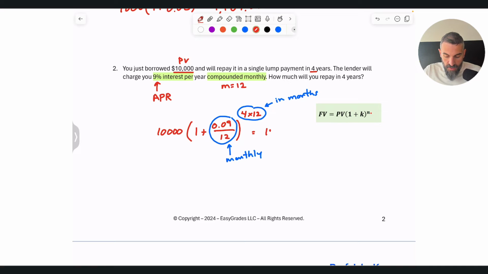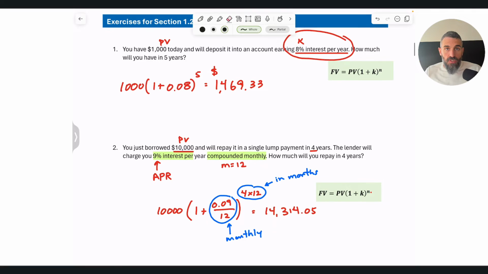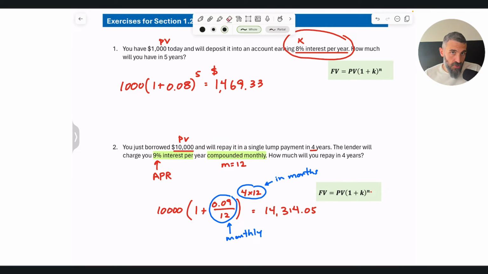So $14,314.05. Okay, great. So now I want to take a second to introduce to you guys the financial calculator for those of you that are going to be using this in your class.